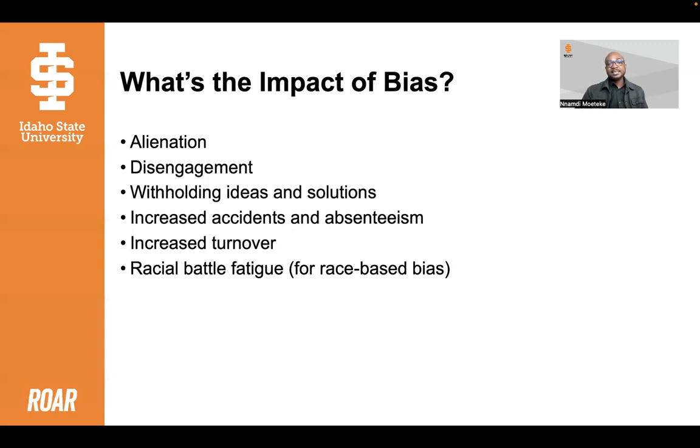The impact of bias can ultimately lead not only to increased accidents and absenteeism, but ultimately increased turnover with departure of employees from the organization. This has a twofold effect: the loss of great talents who could assist with the advancement of the mission of the organization, and the expensive cost of replacing employees. Turnover is also a drag on morale, which is likely low for those who may be on the receiving end of bias. For people of color, racial bias can also lead to racial battle fatigue. Racial battle fatigue is the result of the negative, racially charged experiences of people of color in the United States.